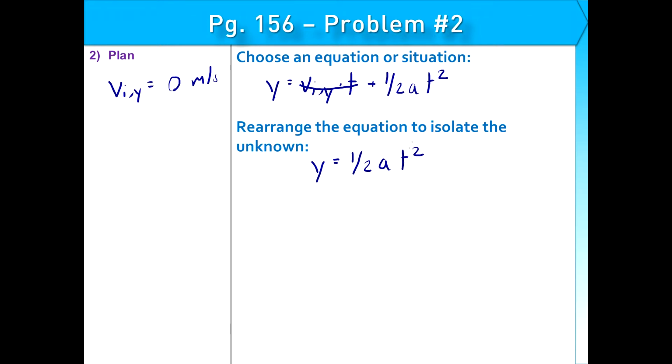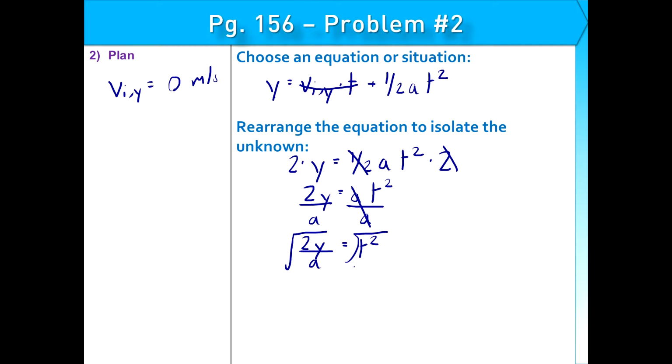I'm going to go ahead and solve for time to isolate it. So I'm going to multiply both sides by 2. This 1/2, this 2 cross out. So I'm left with 2 times displacement equals acceleration times time squared. Next, I'm going to divide both sides by acceleration. These two accelerations cross out. I'm left with 2 times displacement over acceleration equals time squared. And then to get rid of the square, I'm going to square root both sides. So I'm left with time is equal to the square root of 2 times displacement over acceleration.